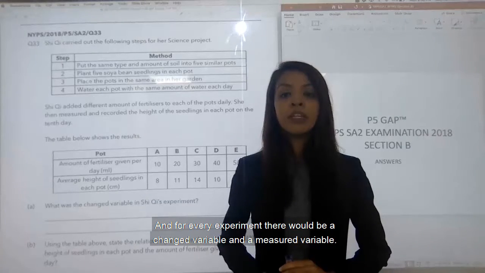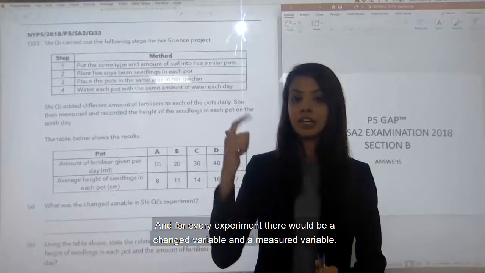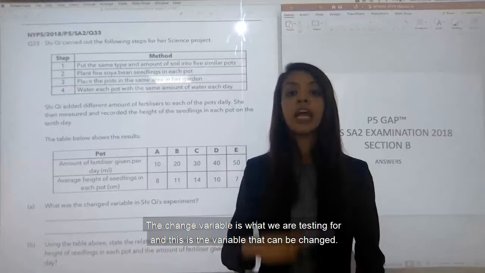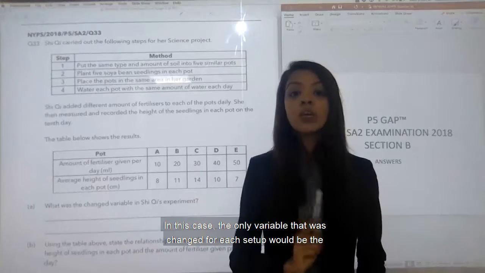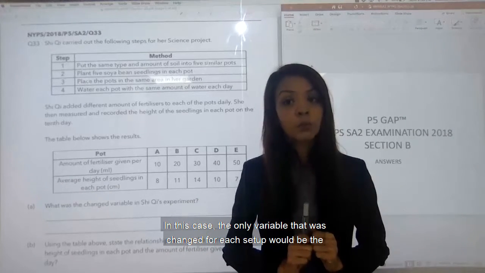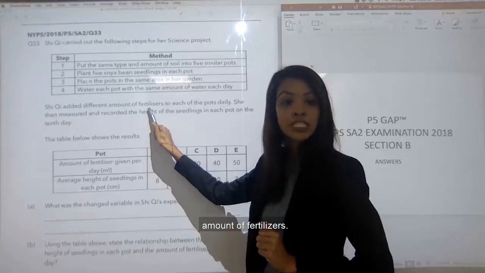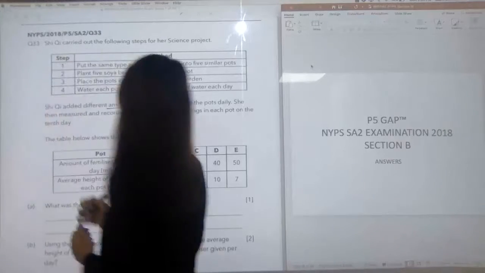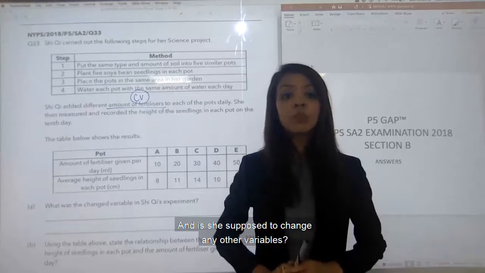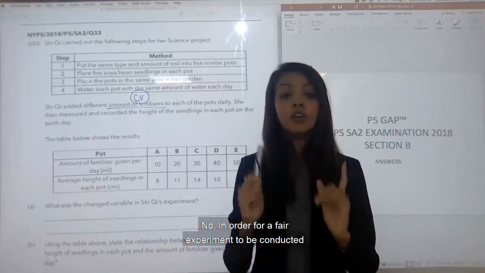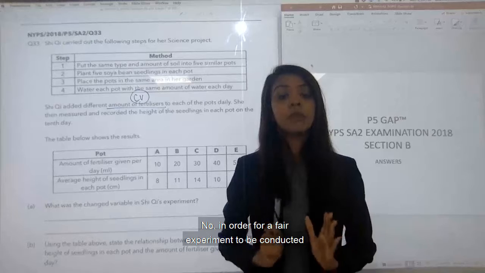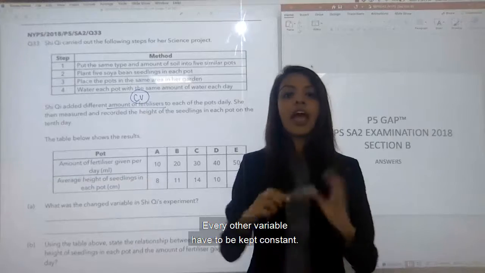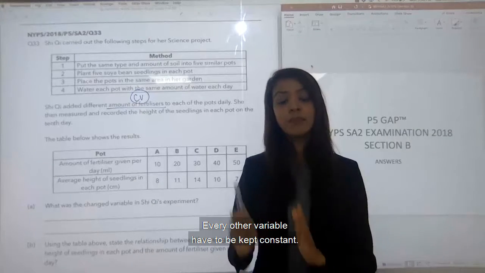And for every experiment there would be a changed variable and a measured variable. The changed variable is what we are testing for, and this is the variable that can be changed. In this case, the only variable that was changed for each setup would be the amount of fertilizers. And is she supposed to change any other variables? No. In order for a fair experiment to be conducted, there can only be one changed variable. Every other variables have to be kept constant.